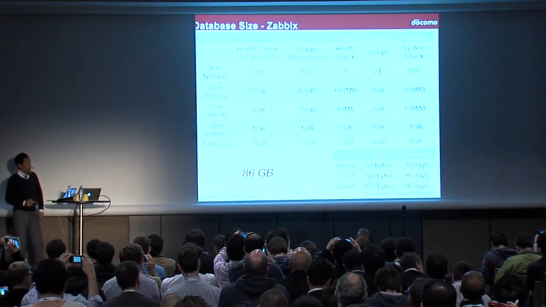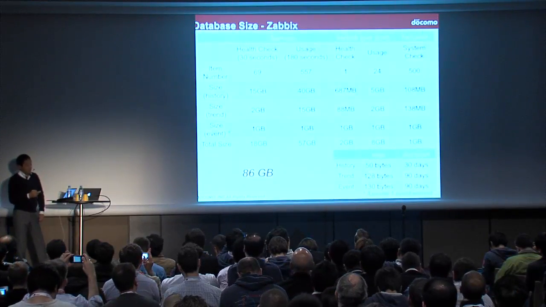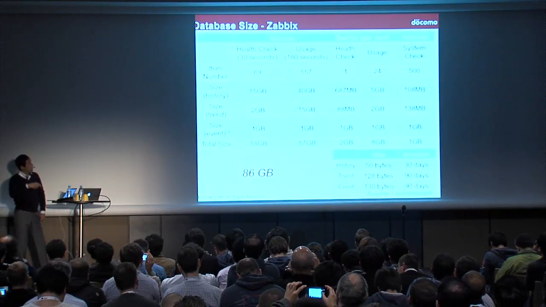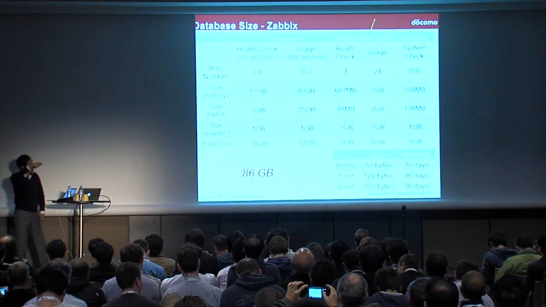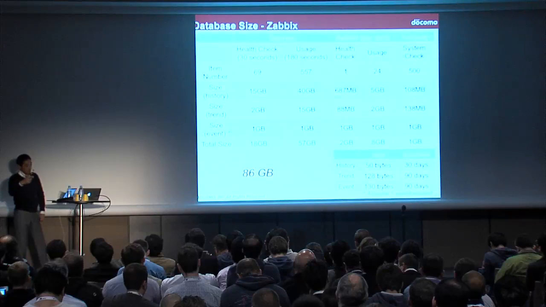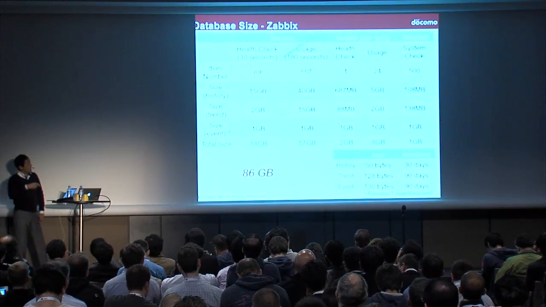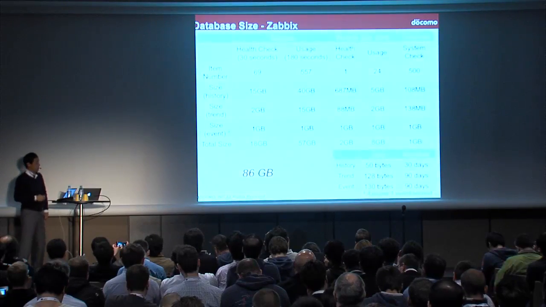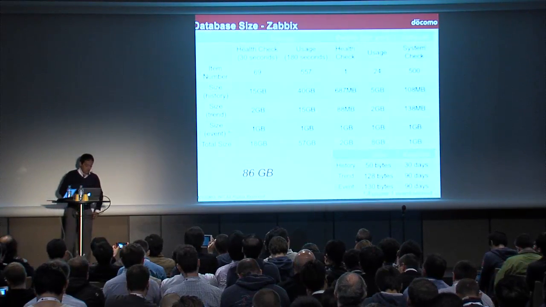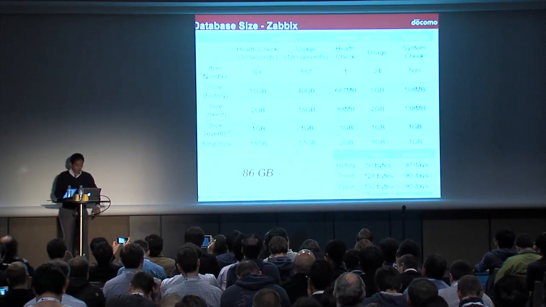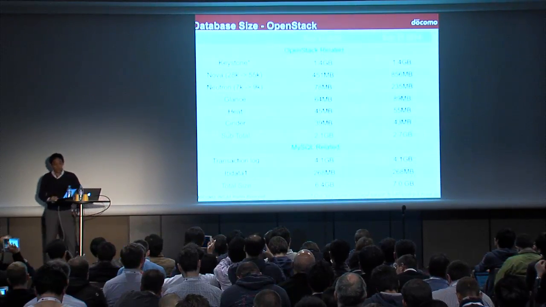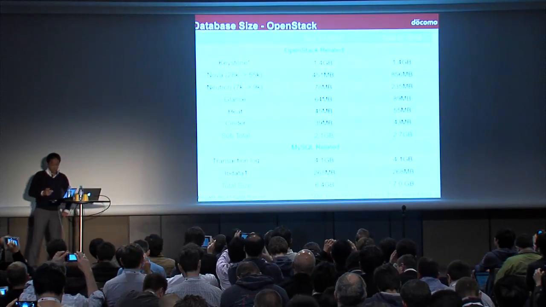And this is monitoring. We are using Zabbix for monitoring. Those are the numbers we are monitoring, and those are the times we are retaining data. So in this setup, we need 86 gigabytes. And this is the size for OpenStack.